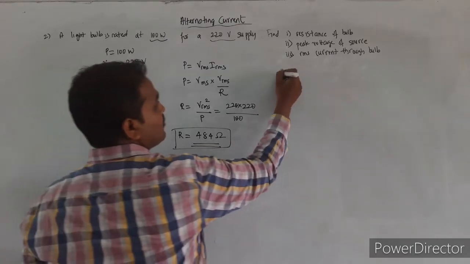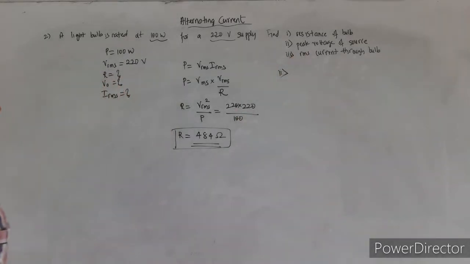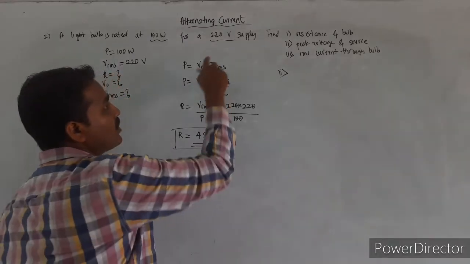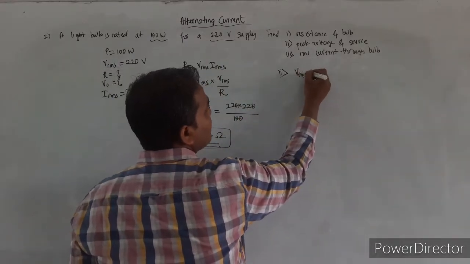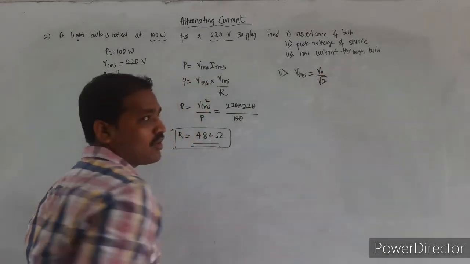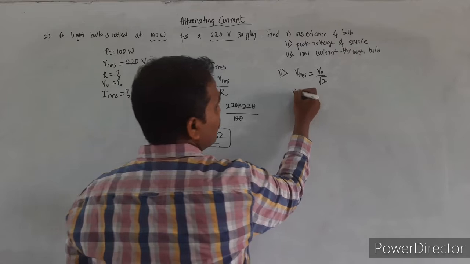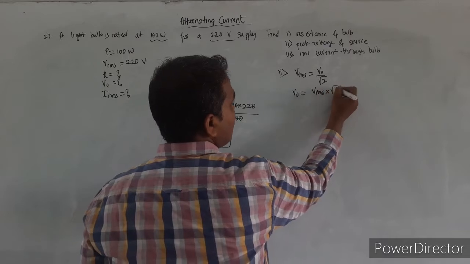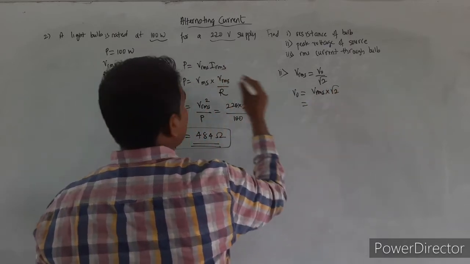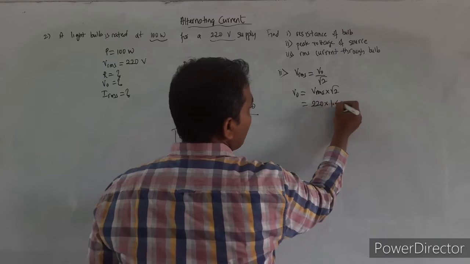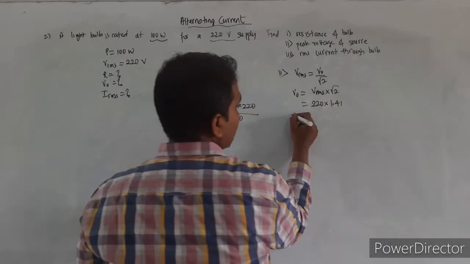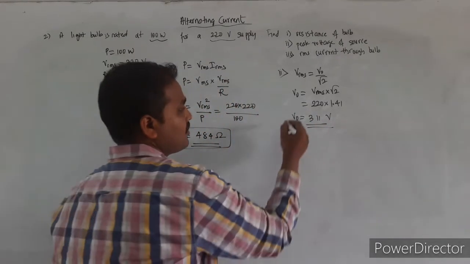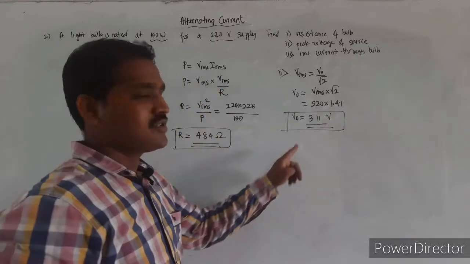Next, number 2, we have to find the peak voltage of the source. Whatever voltage 220 volt is given, that is the RMS value of the voltage. So we know VRMS is equal to V0 divided by square root of 2. To find the value of V0, V0 is equal to VRMS into square root of 2. VRMS is 220 volt, 220 into 1.41. If I calculate this, I get 311 volts. That is the peak value of voltage of the source.